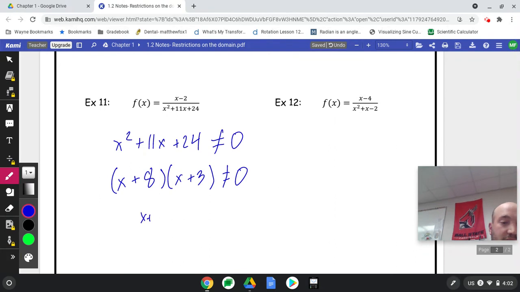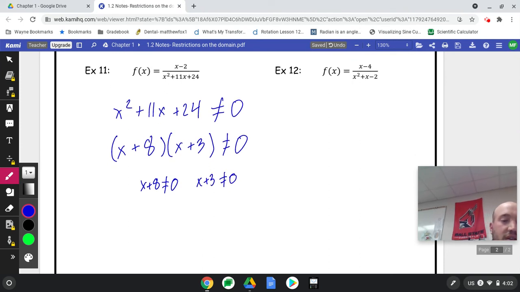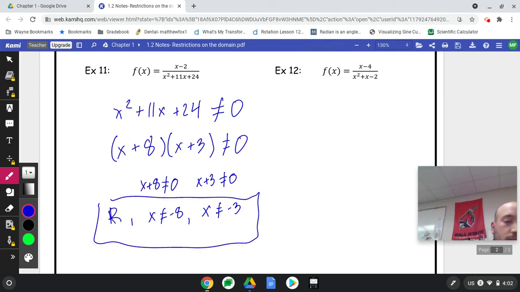Then we do x plus 8 is not equal to 0, and x plus 3 is not equal to 0. This results in x cannot be equal to negative 8. X cannot be equal to negative 3. So it's all reals such that those are true. And we can do the same thing for example 12. I'm not going to. If you need help, please reach out.